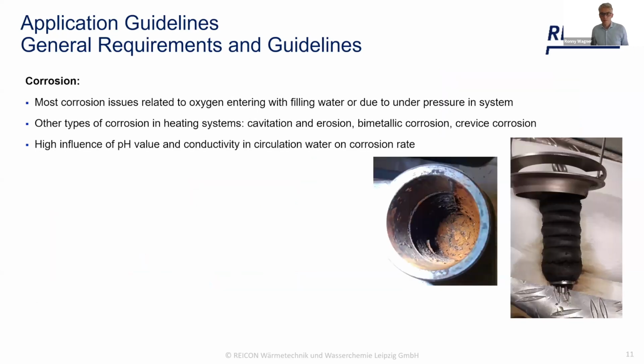Corrosion is a different thing. This is happening mostly because oxygen is entering with the filling water, or because the system has under pressure, so oxygen gets into the system and causes corrosion and pitting on several carbon steel surfaces. Also, there are some other types of corrosion which often take part in heating systems, which can be cavitation or erosion problems, or often also because of mixed metallurgy systems, bimetallic corrosion between copper and iron, for example. And in some cases also there's crevice corrosion. In such cases, the pH value has a big influence, but also conductivity, and they are used to keep the corrosion rates under control.